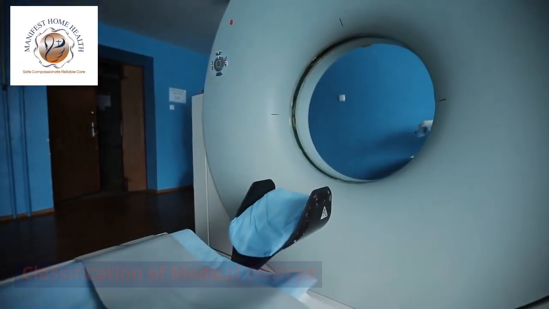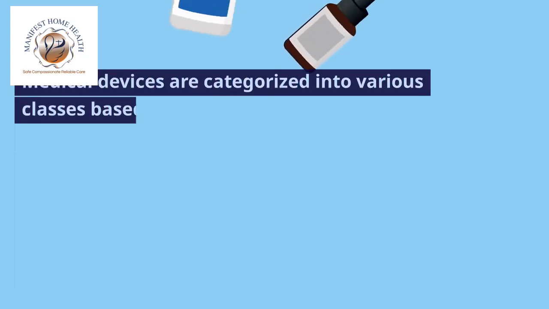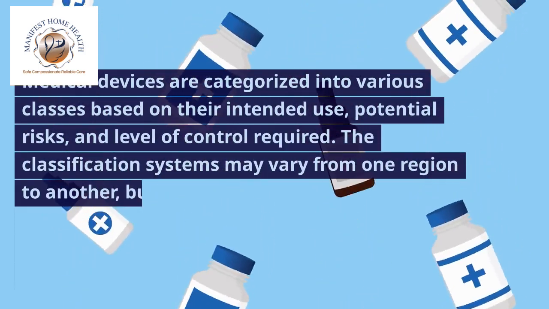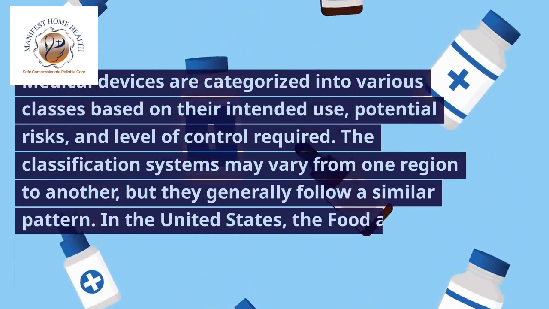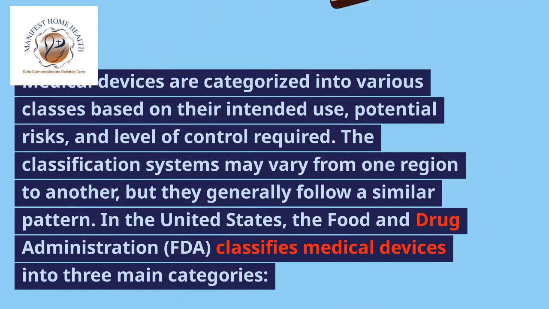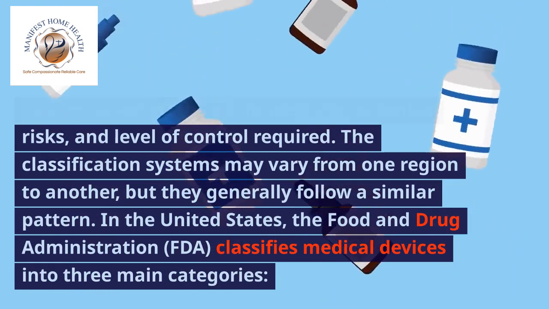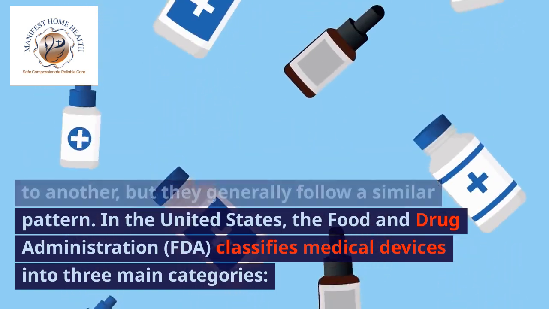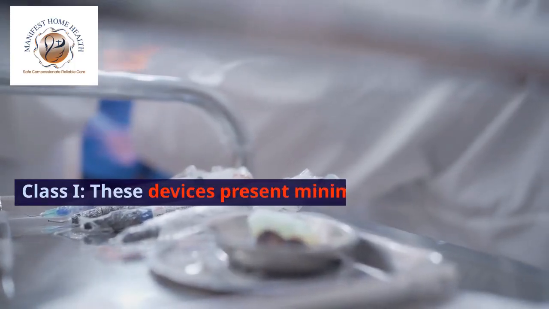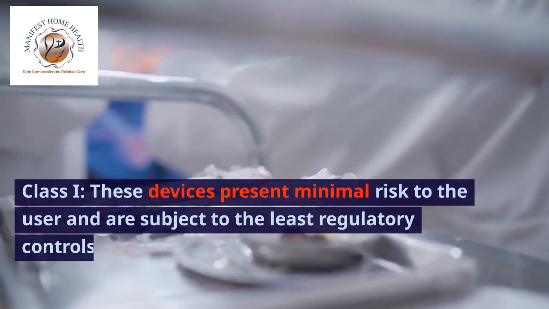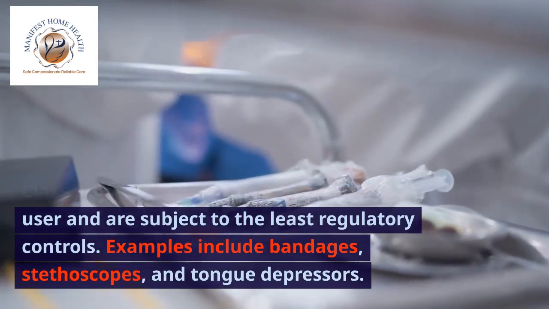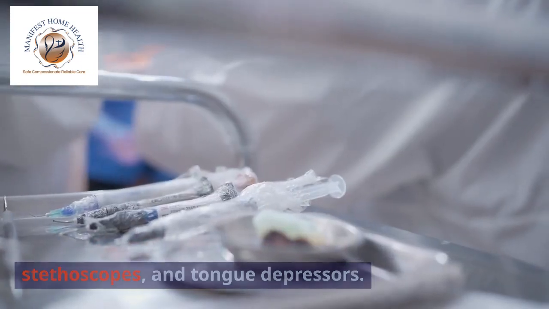Classification of medical devices. Medical devices are categorized into various classes based on their intended use, potential risks, and level of control required. The classification systems may vary from one region to another, but they generally follow a similar pattern. In the United States, the Food and Drug Administration, FDA, classifies medical devices into three main categories. Class 1. These devices present minimal risk to the user and are subject to the least regulatory controls. Examples include bandages, stethoscopes, and tongue depressors.